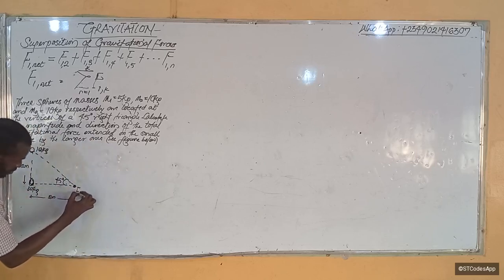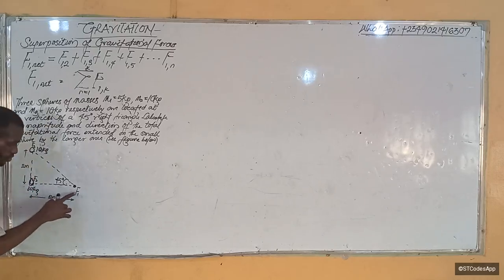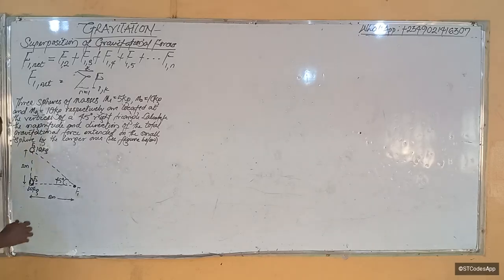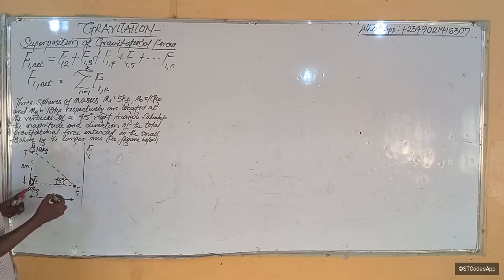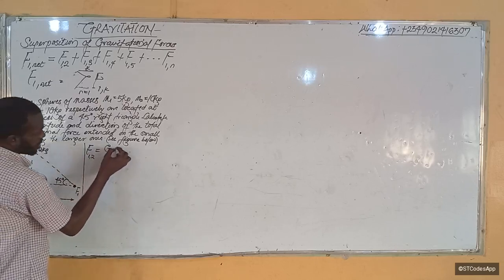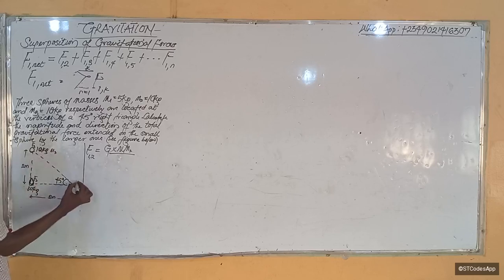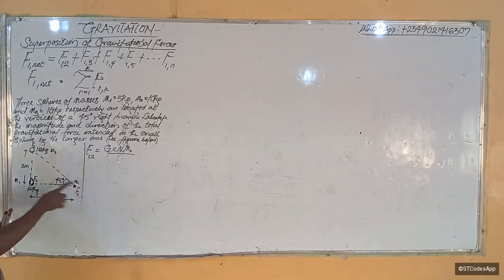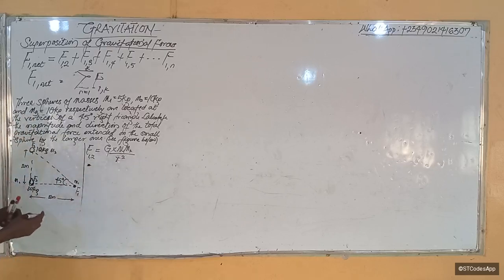So we want to calculate the force on this one. Let's call the force due to this one F3, the force due to this one F2, and the force due to this one here F1. What we want to calculate first is the force on 1 due to sphere 2. The force on 1 due to 2 will be equal to G times M1 M2 over R squared. Call this mass 1, call this one mass 2. So over R squared, the distance between them, you have to take note of that.